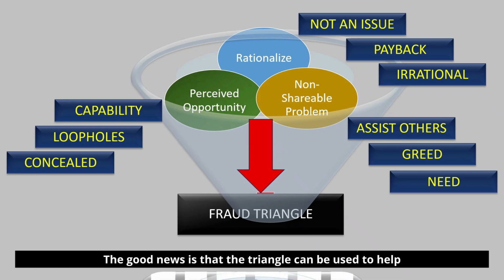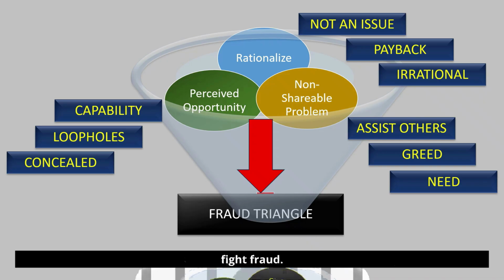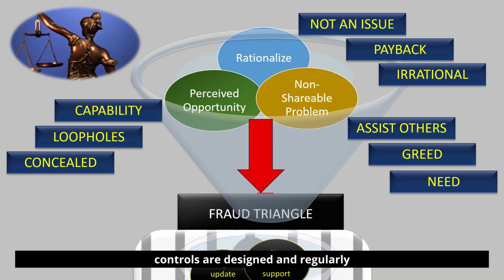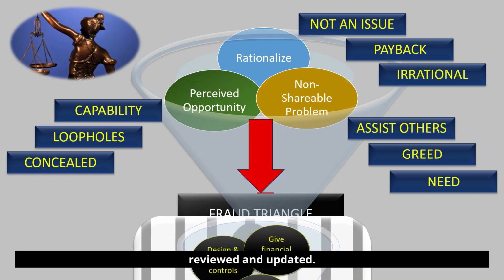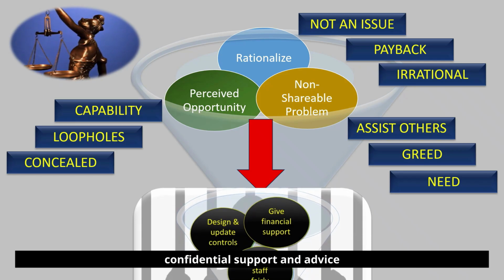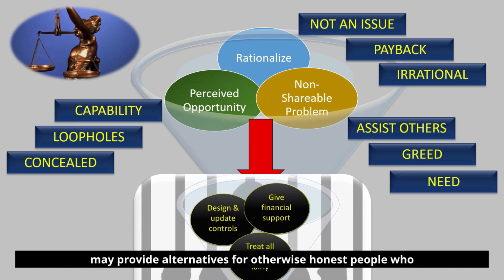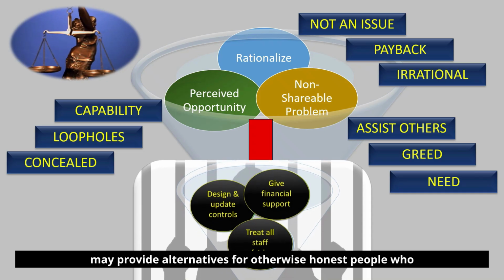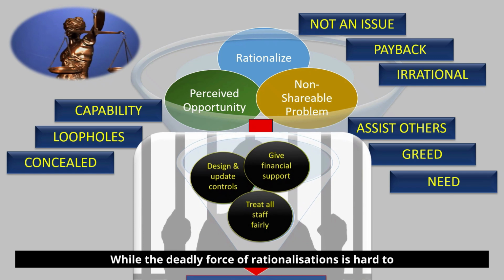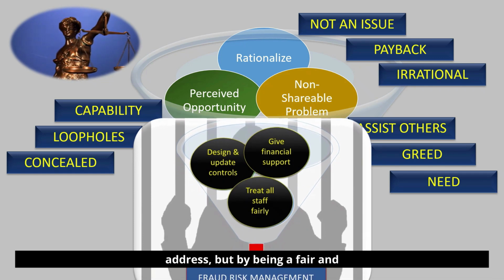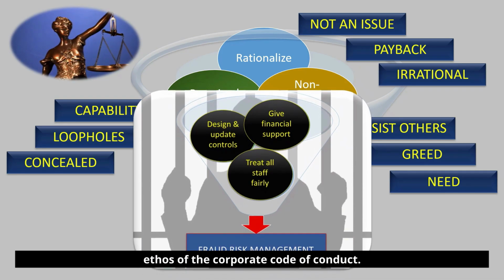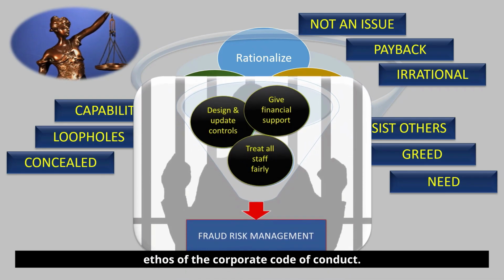The good news is that the triangle can be used to help fight fraud. Perceived opportunities can be tackled by ensuring sound controls are designed and regularly reviewed and updated. Financial need drives fraud, and a policy of offering confidential support and advice may provide alternatives for otherwise honest people who feel desperate. While the deadly force of rationalisation is hard to address, by being a fair and trusted employer, there's more chance an employee will feel committed to the general ethos of the corporate code of conduct.